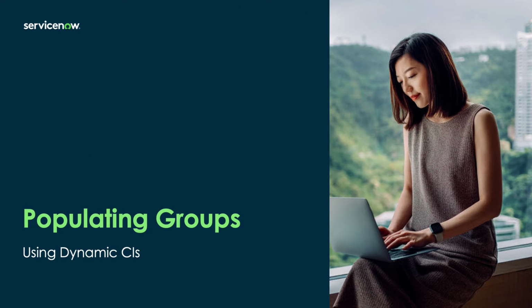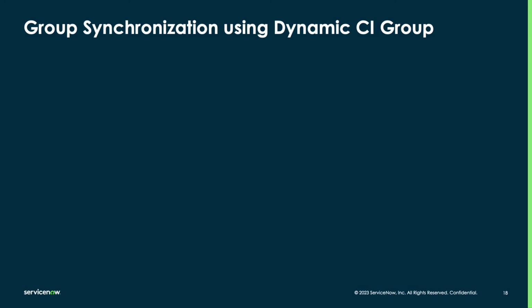All right, the first one we're going to talk about is populating groups. We mentioned that having assignment and support groups populated on CIs is important. How do we do that? We do that using dynamic CIs. And so, Mark, I think you're going to talk about group synchronization.